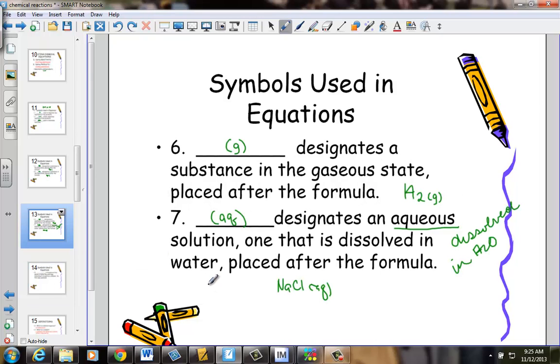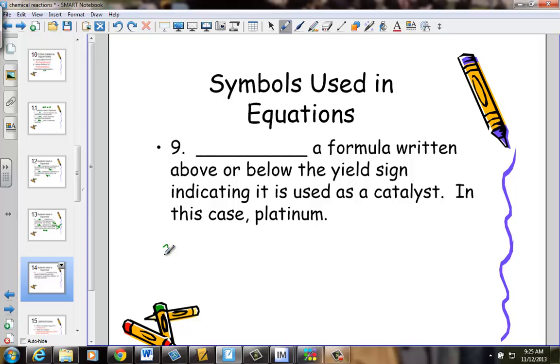Looks like I hopped over number 8, so I'll make that one here. Number 8 indicates that heat is supplied to a reaction. When we talk about heat, we place a triangle over the arrow, and this represents heat. I heated my equation to force the decomposition or to force the combination pattern. You'll see the triangle over the arrow.